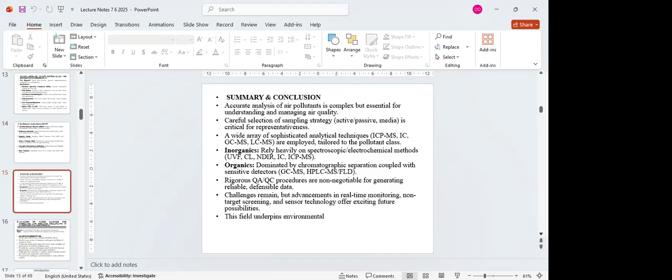We're almost eating up our time for this session of the class. Let's summarize this and look at accurate analysis of air pollutants. It's complex but essential for understanding and managing air quality. I hope that is correct. Then we have the careful selection of sampling strategy using either the active or the passive or both of them, as well as the media. And this we have seen to be very critical for representativeness.